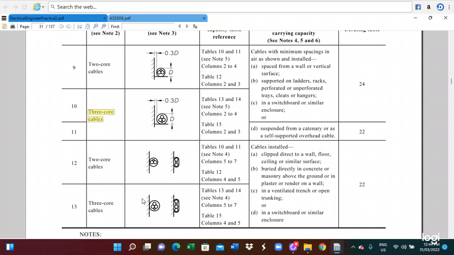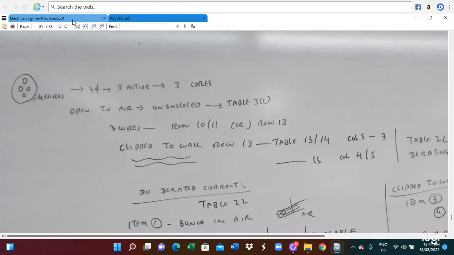But here it is clipped to the wall. Therefore, we have to select row 13: three-core cable, clipped to the wall, row 13 selected. So table 13, 14 or 15 have to be selected. And the derating tables are table 22, so they have to be found out. In this case, clipped to the wall, row 13.